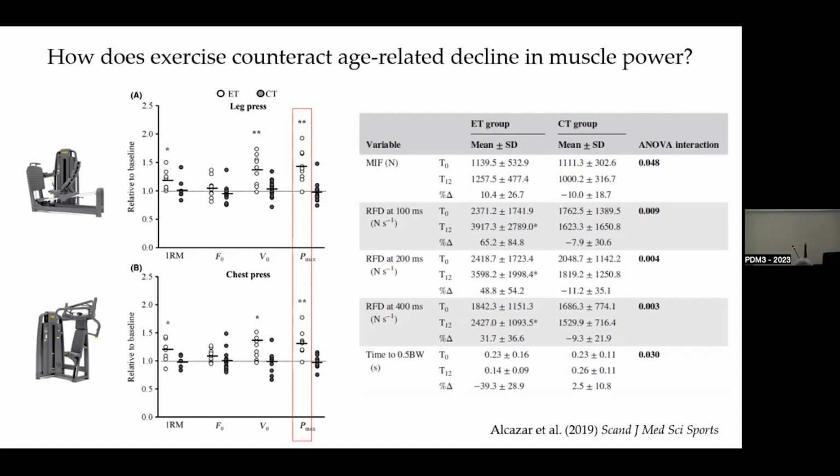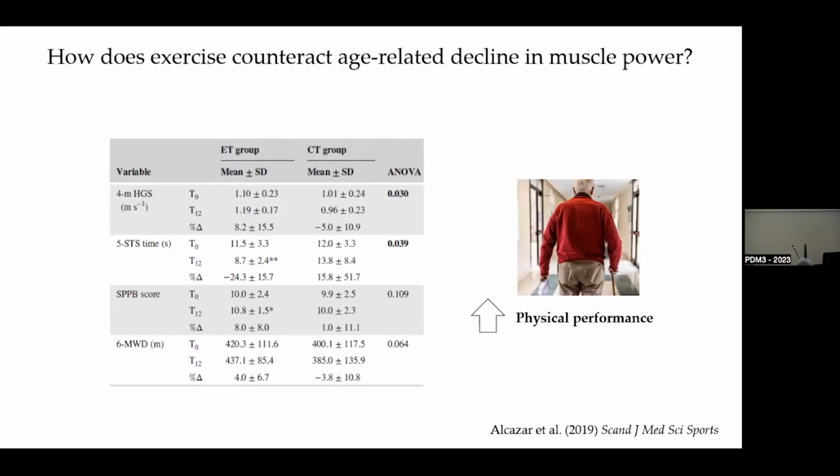In addition, there was an increase in maximum isometric force and rate of force development, especially at the shorter time points, right? So in the more explosive action. The effect was less positive as contraction time increased. So it is especially beneficial for short and rapid contractions. Also, we looked at physical performance. We observe an increase in the intervention group in habitual gait speed and also in 5 sit-to-stand time. So an increase in physical performance in the intervention group.